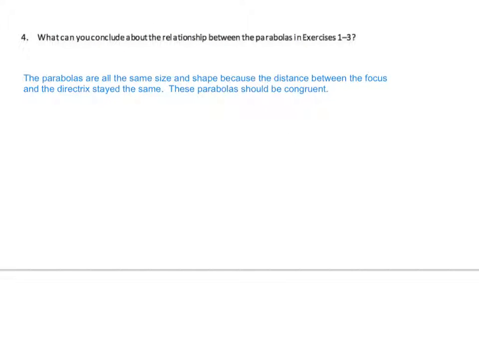What can you conclude about the relationship between the parabolas in exercises 1 through 3? The parabolas are all the same size and shape because the distance between the focus and the directrix stayed the same. These parabolas should be congruent. It looks like they're just rotated here and there. But yes, they should be congruent.